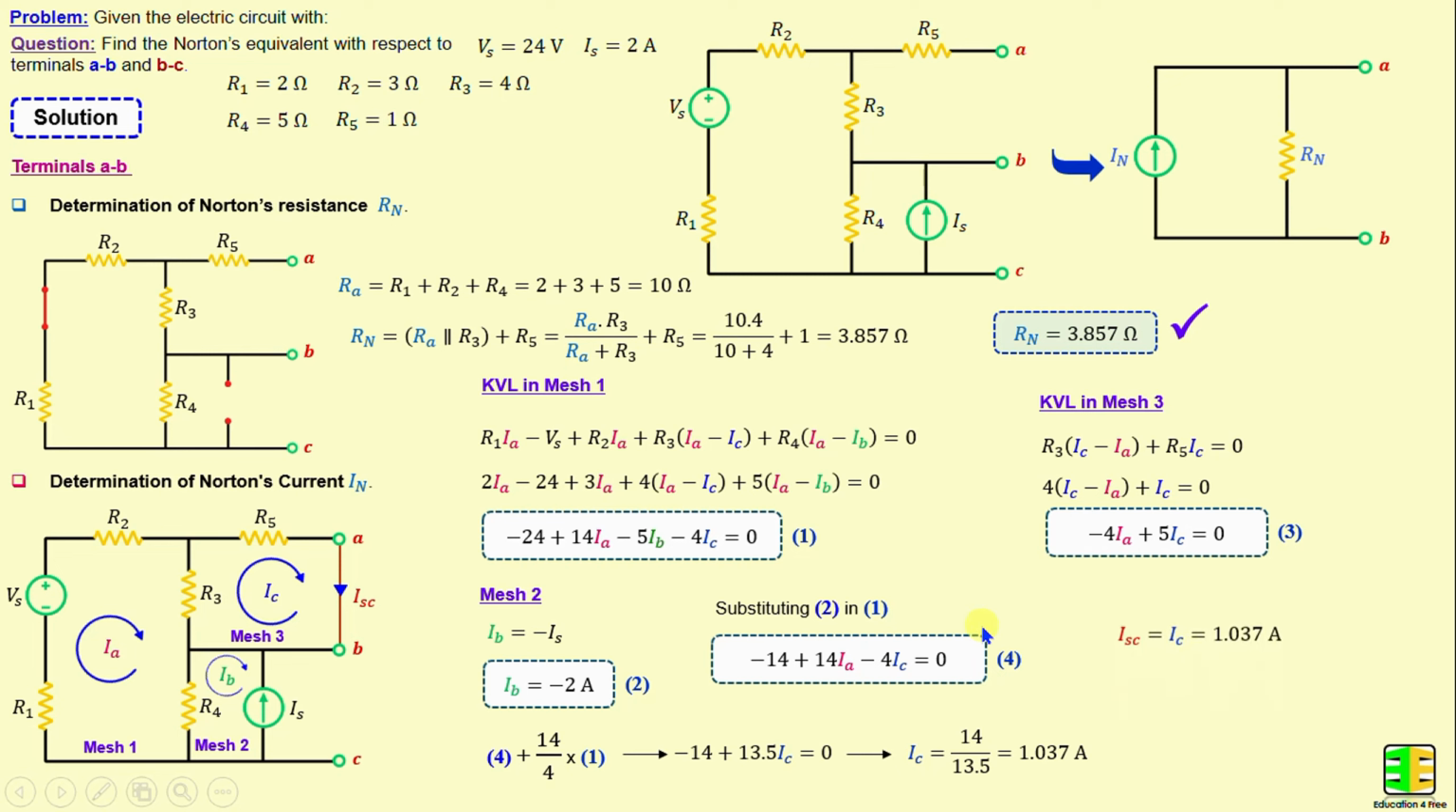And from here we can see that IC is equal to ISC. That means the short circuit current ISC is equal to 1.037 amps. And we know IN is the short circuit current ISC calculated between terminals A and B. That means IN is equal to 1.037 amps.